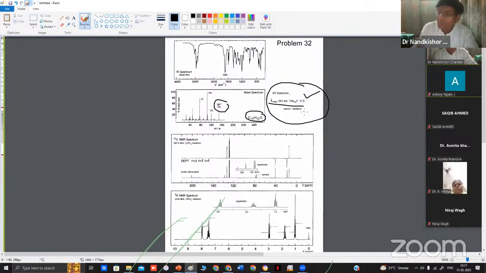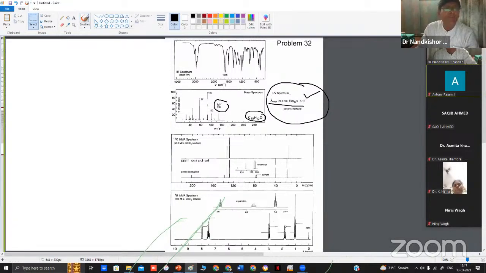So the molecular formula is C10H12O. C10H12O indicates how many degrees of unsaturation? This will be very easy. Add one to carbon, that makes 11. 11 minus half of the hydrogen, so 6. So the degree of unsaturation will be 5.